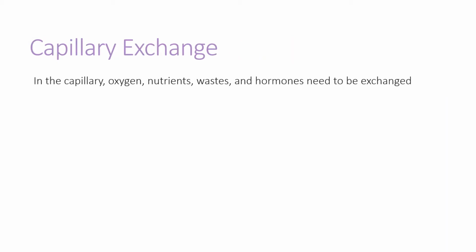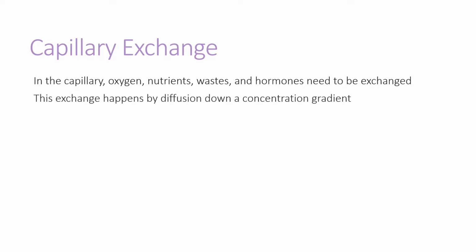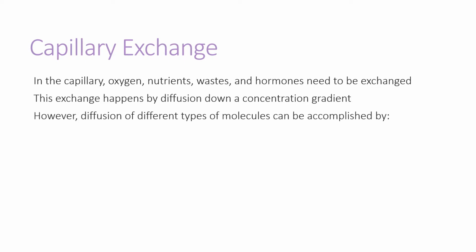In the capillary, oxygen, nutrients, wastes, and hormones need to be exchanged between the blood and body tissues. This exchange happens by diffusion down concentration gradients. Because there should be more oxygen and nutrients in the blood, that material diffuses out of the blood towards the body tissues. Because the body tissues have been producing carbon dioxide and nitrogenous wastes, those metabolic waste products should diffuse down their concentration gradient into the blood.